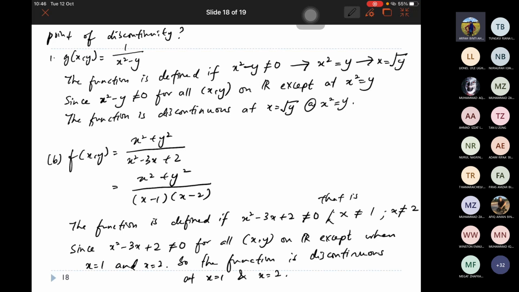Awak cari dekat mana function itu pembawah dia adalah apa dia, Dek? Kosong. So dia jadi kosong bila? Okay. Bila mana nilai x atau nilai y yang sama menyebabkan dia sama dengan kosong. Gitu je nak tentukan point of discontinuity.